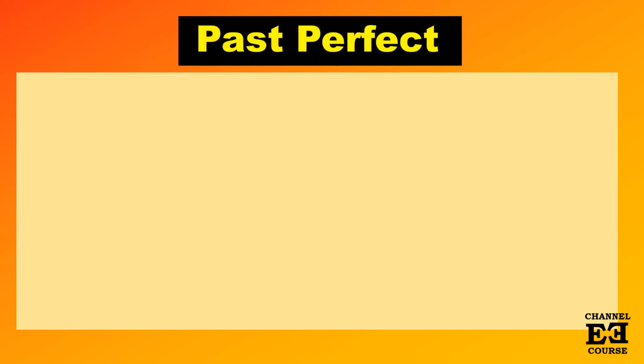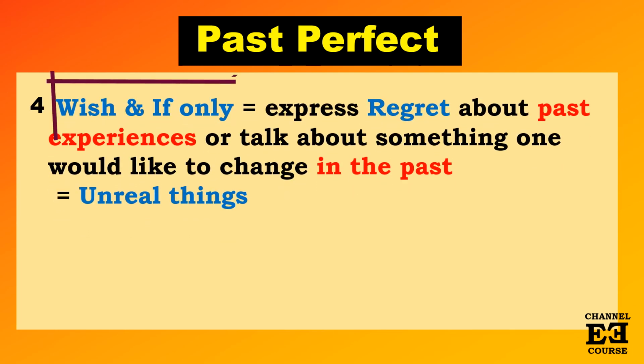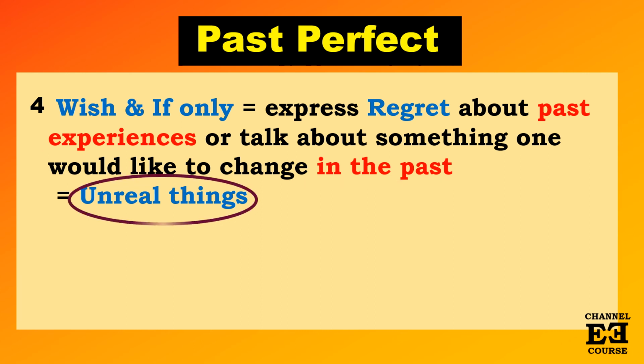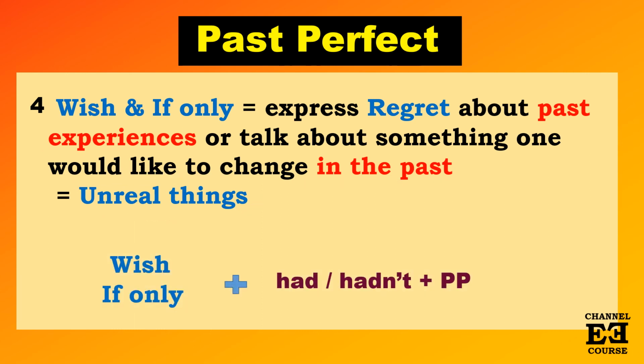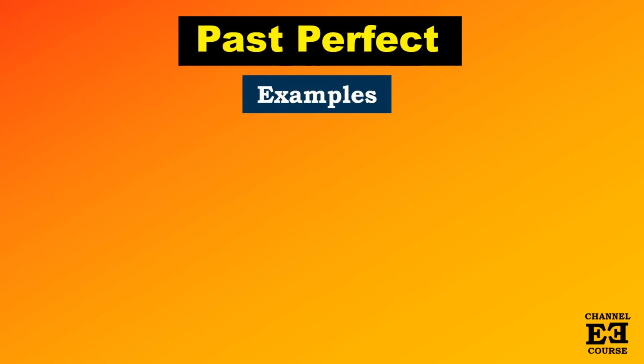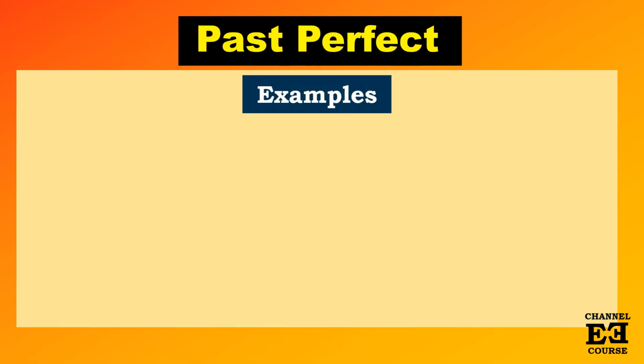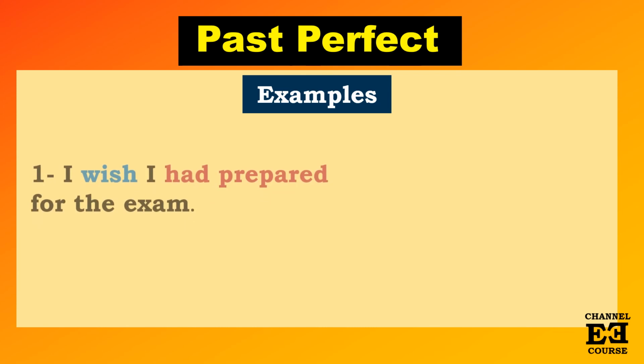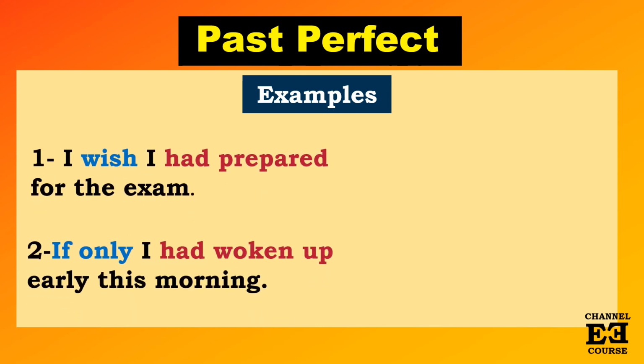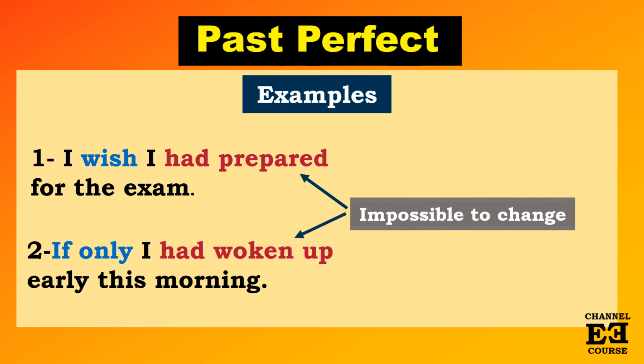One more usage of the past perfect can be found in sentences starting with wish and if only, expressing regret about past experiences or talking about a situation one would like to change in the past, which is absolutely impossible because it is unreal. The two following examples illustrate how the past perfect is used. 1. I wish I had prepared for the exam. 2. If only I had woken up early this morning. In both examples, the situation is clearly impossible to change.